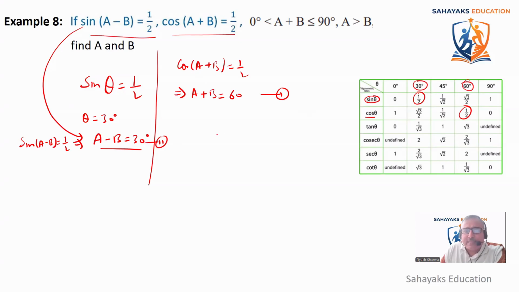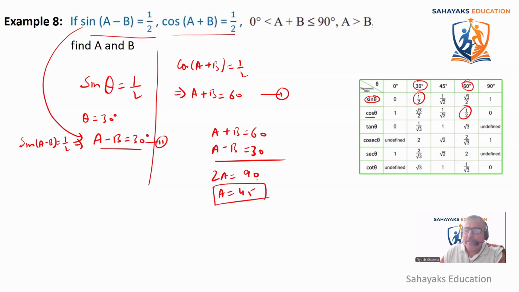Okay, let's solve these equations. So they've given A plus B is equal to 60, and we have A minus B is equal to 30. So we need to find the values of A and B. Adding these equations becomes 2A is equal to 90, A is equal to 45. The angle A comes out to be 45.